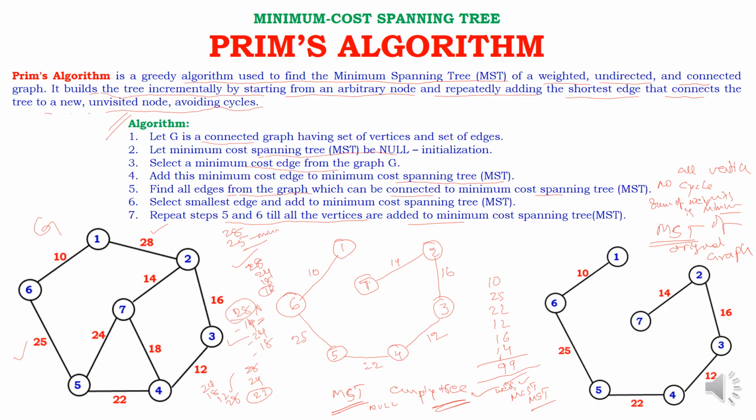You can find any number of spanning trees out of the spanning trees. So this is the minimum cost spanning tree. Minimum cost spanning tree means the sum of weights of edges is minimum comparing to any spanning tree. Thank you.